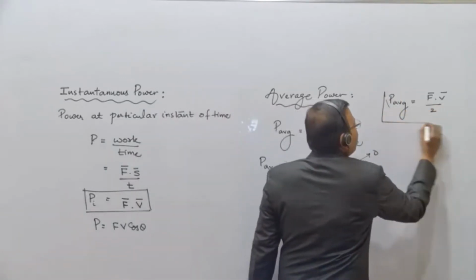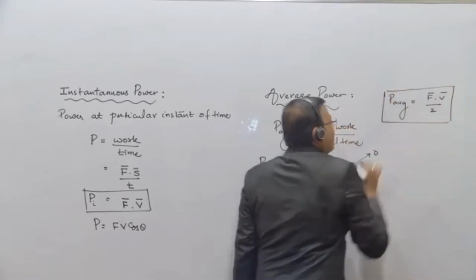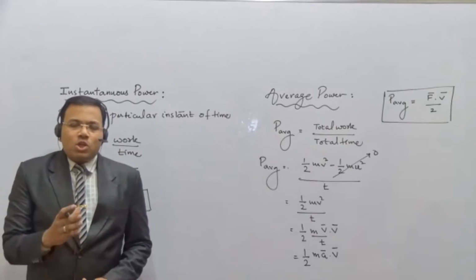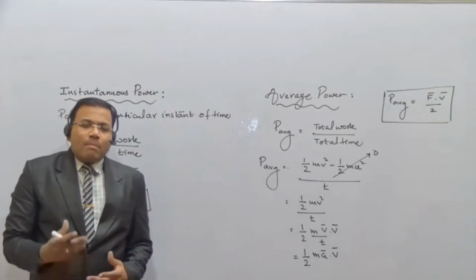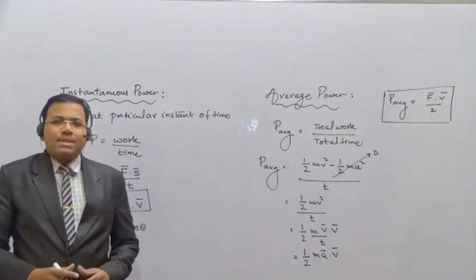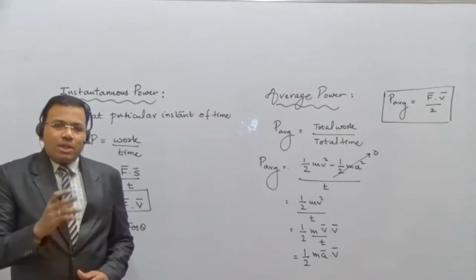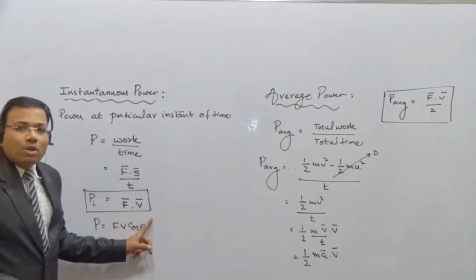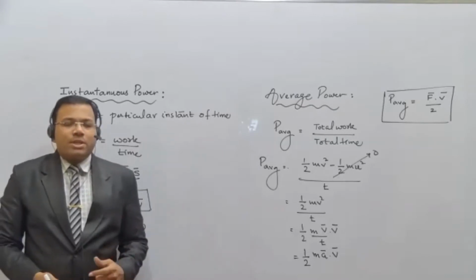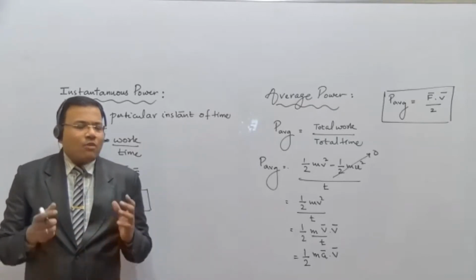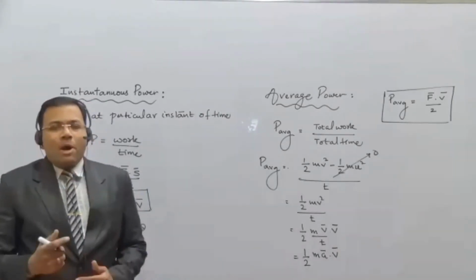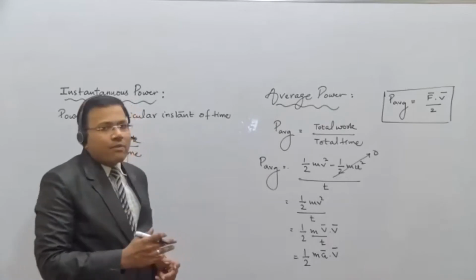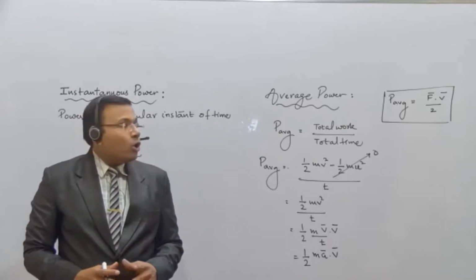Now you can clearly see the difference between the instantaneous power and the average power. Many students make mistakes in solving questions here. They know what power is, but if they don't know what instantaneous power and average power are, they make mistakes. The instantaneous power is just F dot V, but the average power is F dot V by 2. You have to be very careful which type of power is asked, whether instantaneous power or average power. I hope you have understood.